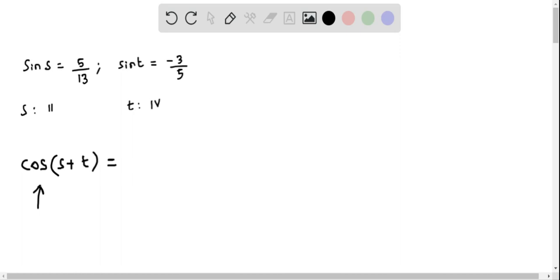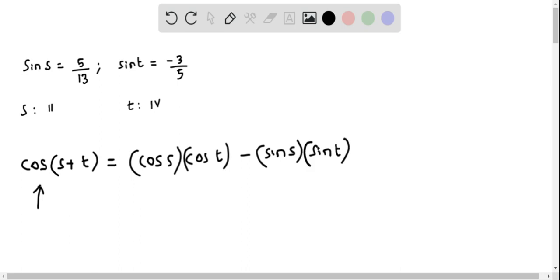So first I'm going to use the cosine of sum identity to rewrite this. So this equals cosine of s times cosine of t minus sine of s times sine of t. So this is the expansion of cosine of s plus t.